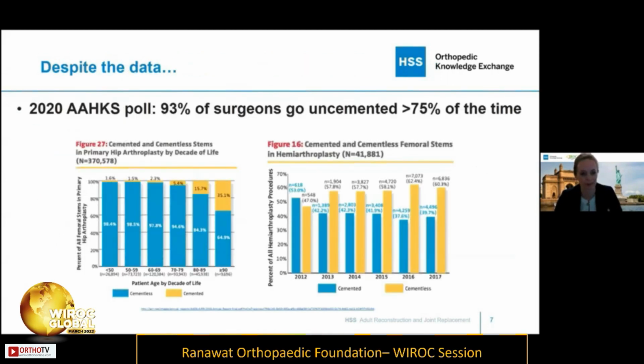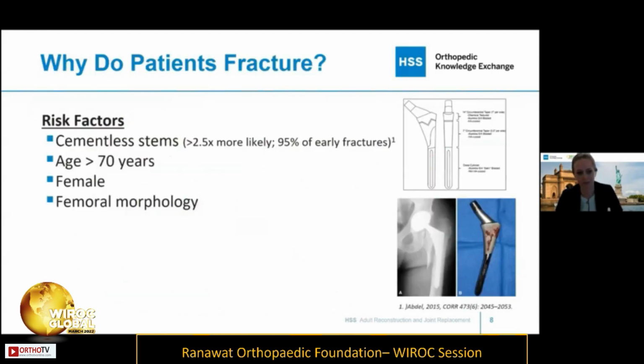Despite this data, the AAHKS poll, so a poll of all American surgeons, found that 93% of surgeons go uncemented over 75% of the time. So not that many surgeons are incorporating cement into their routine practice. And I would argue that's probably the biggest thing that we could start doing to lower the rate of periprosthetic fracture. And one thing I'll point out on this slide, if you look at the over 90-year-old group in the US, 65% of patients over 90 are getting uncemented stems, which is a little crazy in my opinion. And I hope to see the cement usage go up in the coming years. So we talked about the main reason I think why patients fracture is cementless stems.